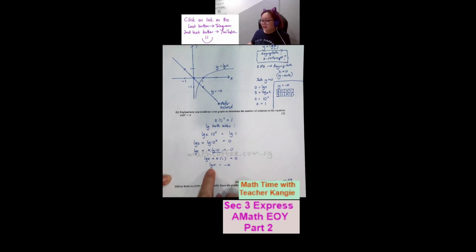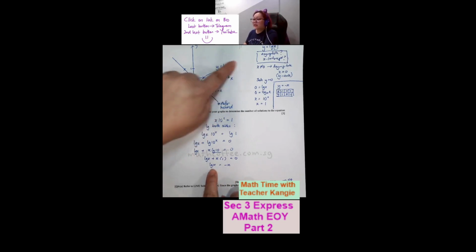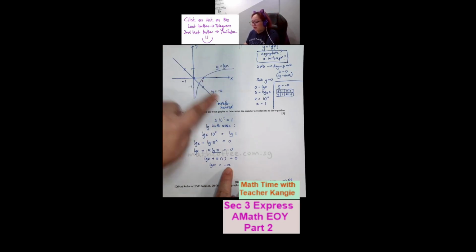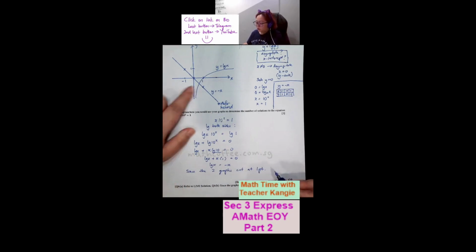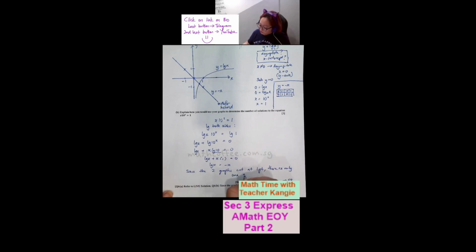Do you see that? Log x equals to negative x. Log x is this graph, minus x is this graph. And once you prove this, you will just say, since the two graphs cut at only 1 point, you see here, there's only 1 point, it means that there is only one solution. Ta-da! Understand? So this is how you do this question.